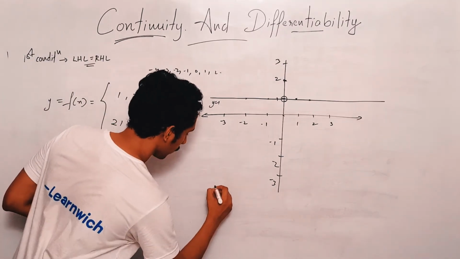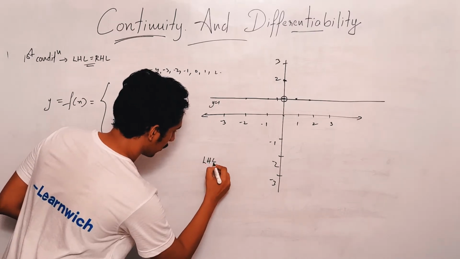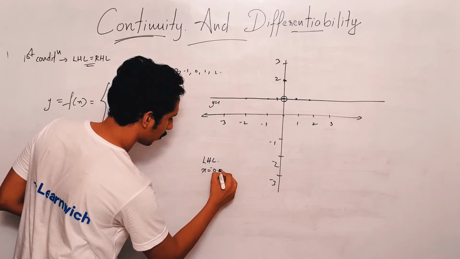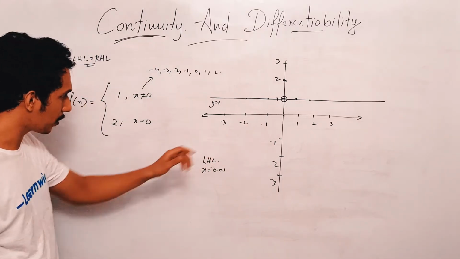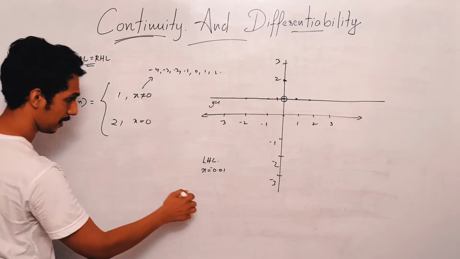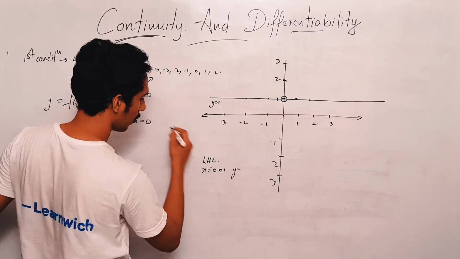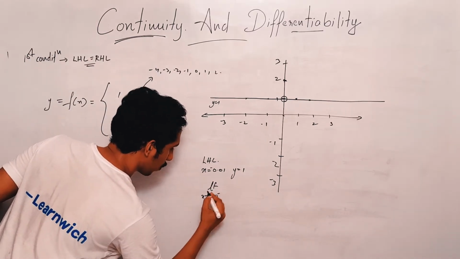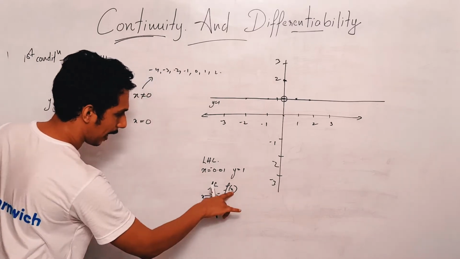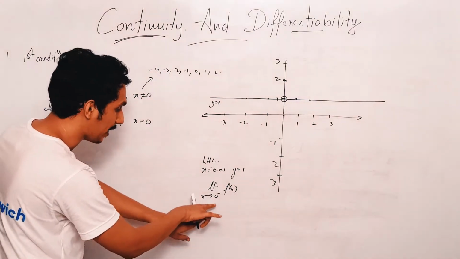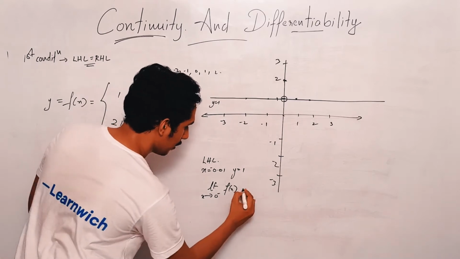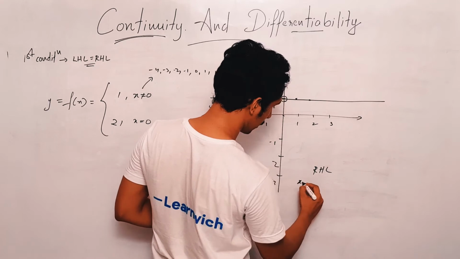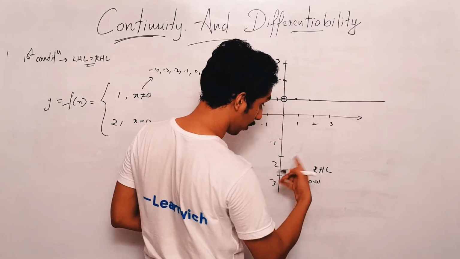Limit, left hand limit, that is what will be the value of y for a value as small as -0.01, for all values of x not equal to 0? What is the value? Y equal to 1. Okay, so can I write limit x tends to 0 minus of f of x, that is x takes a value very close to 0 from the left side. Okay, it is 1.